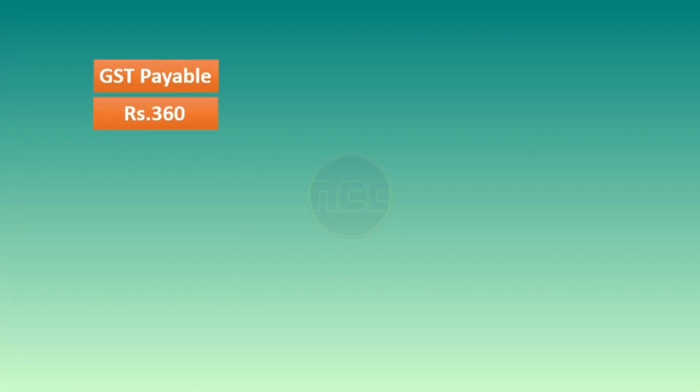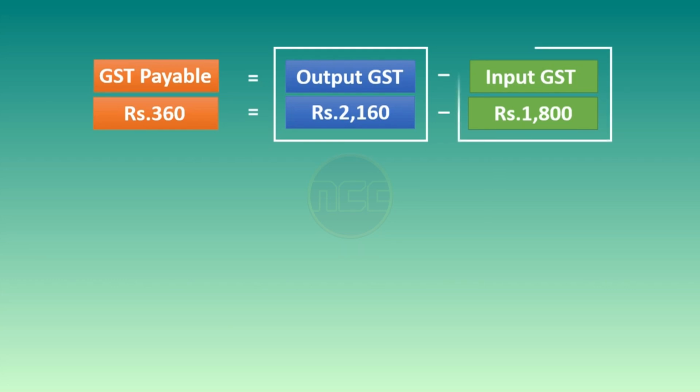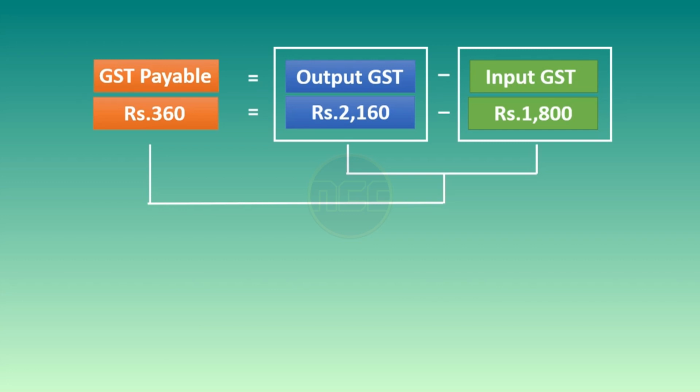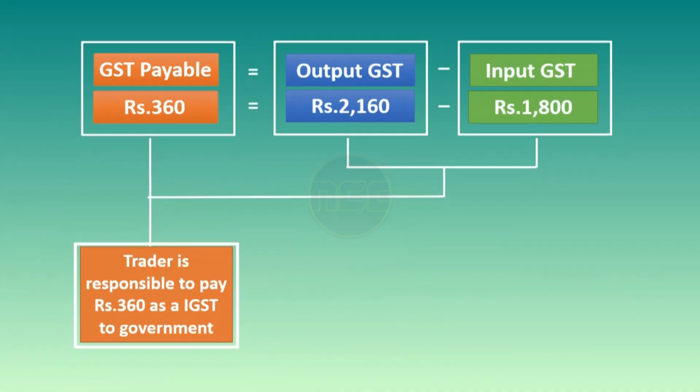So GST payable is equal to output IGST minus input IGST. So 2160 is the IGST on sale and 1800 is the IGST on purchase. So 2160 minus 1800, the remaining amount will be rupees 360. That trader is also responsible to pay rupees 360 as GST to the government. That is the concept of the GST.